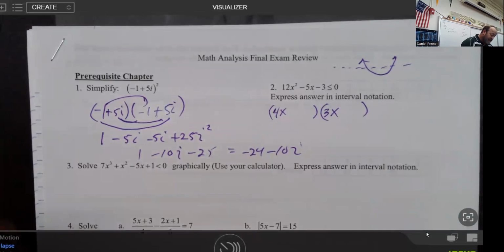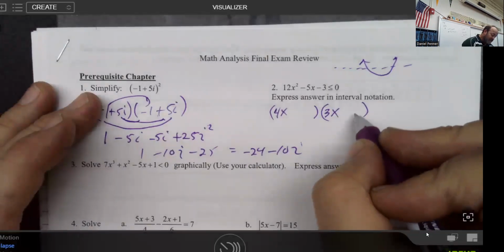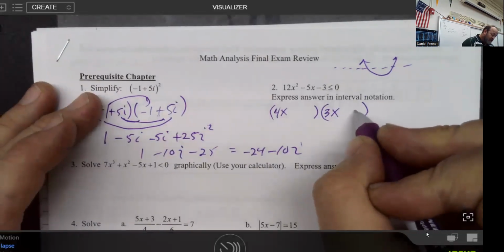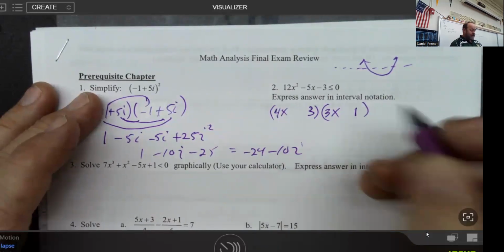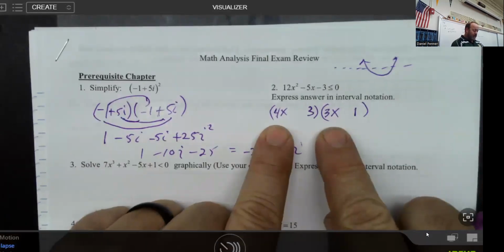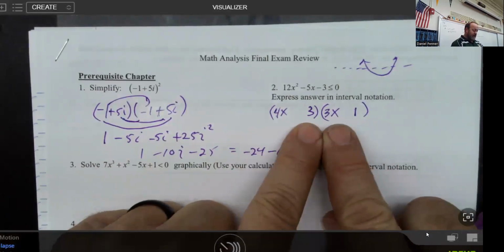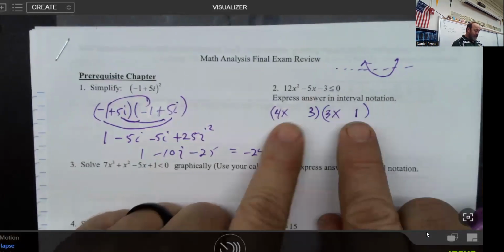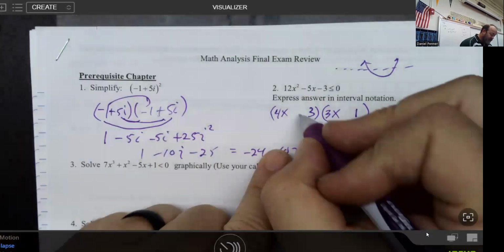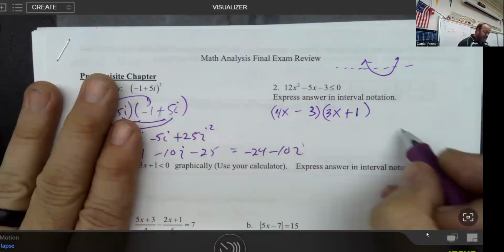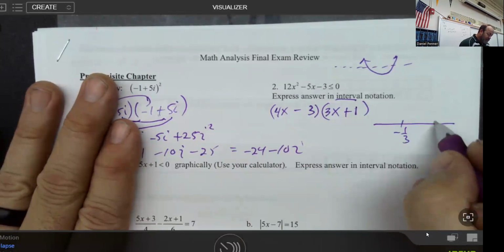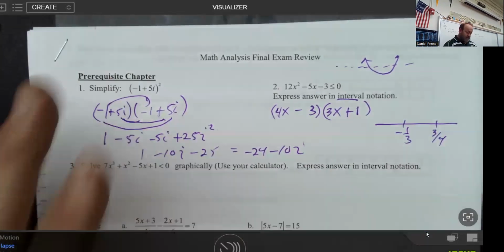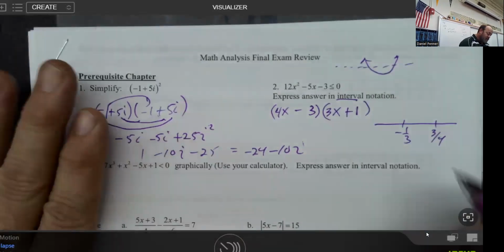And so if I put the 3 here and the 1 here, I could have 12x squared. I could have 4 and 9, 4x and 9x, and I could make a 4 and a 9 into a -5 if I made that part positive. So what I want to do is select the number -1/3 and the number 3/4. Those are my two roots. These are the places where 0 happens.